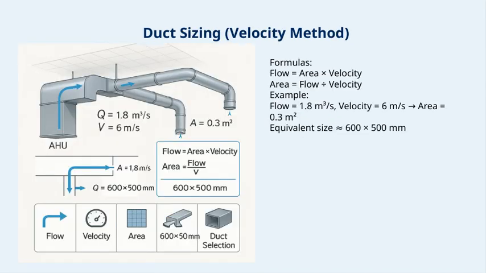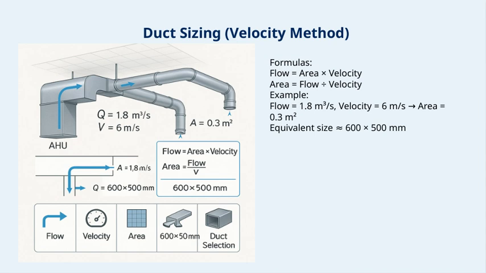Let's take a closer look at duct sizing using the velocity method. The key formulas here are quite straightforward. First, we have flow equals area times velocity. This means that if you know the flow rate and the velocity, you can find the cross-sectional area of the duct. Conversely, if you know the flow and the area, you can determine the velocity.